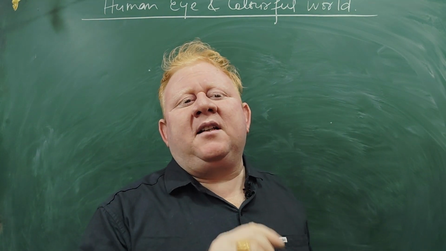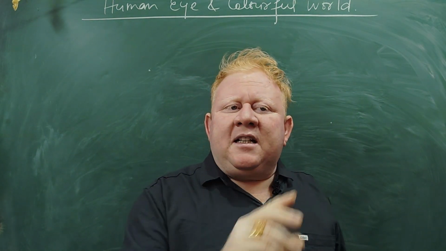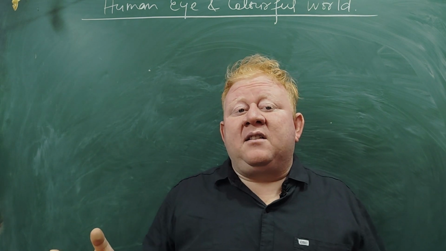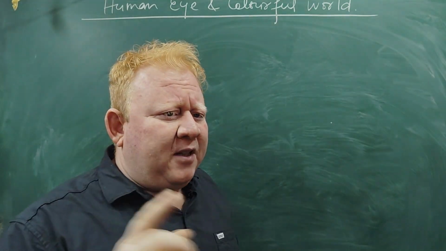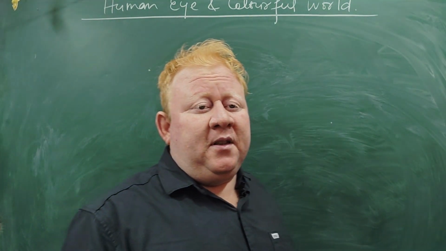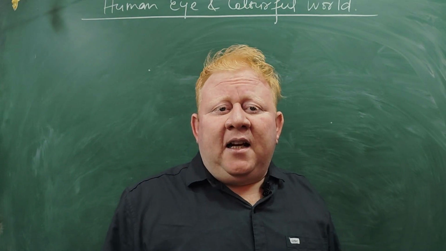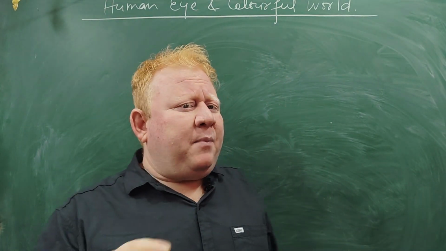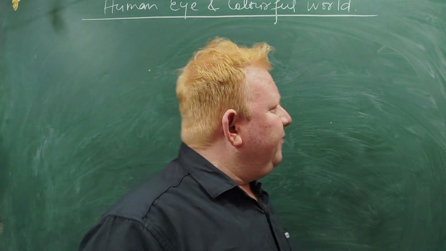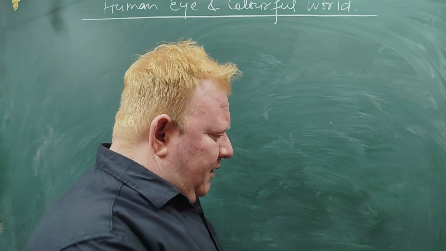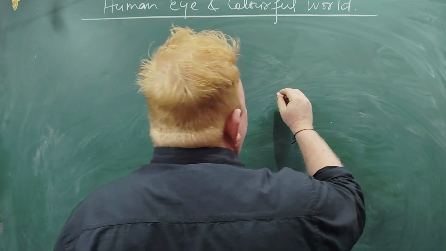So this chapter helps us to understand how vision actually works. First of all, let's have a look at the labeled diagram of the human eye, and then we shall discuss its parts and functions. So let us draw the human eye.